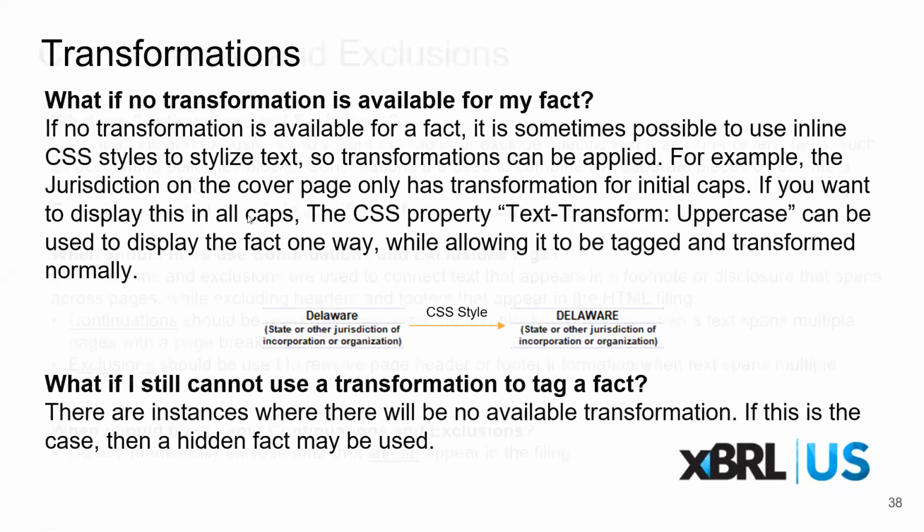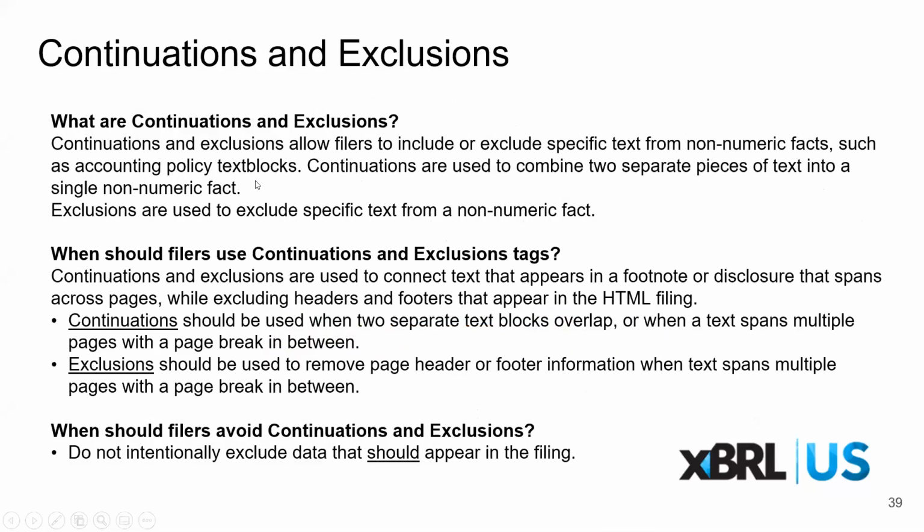Okay, but if you could move to the next slide, please. Okay, continuations and exclusions. What are continuations and exclusions? So these allow us to stitch together different blocks of text in a document. With inline XBRL, when you're looking at the document in HTML, there might be extraneous information in there that you might not want to include in a text block. Things like page breaks or page numbers or header information that isn't really part of the text. So continuations allow us to stitch together different pieces.